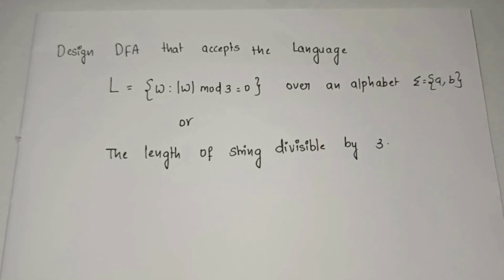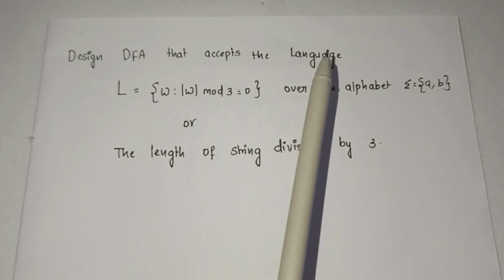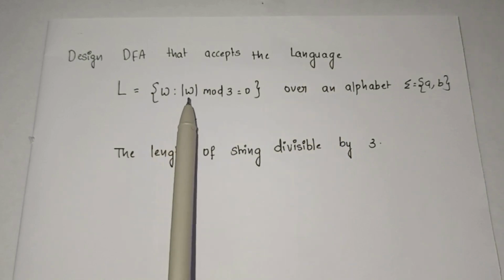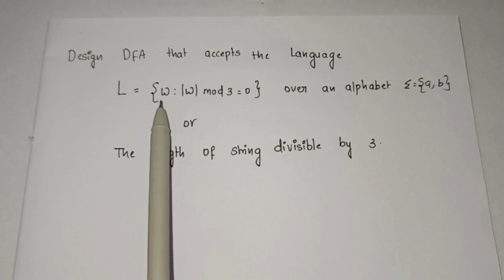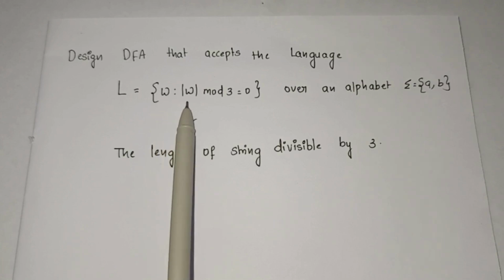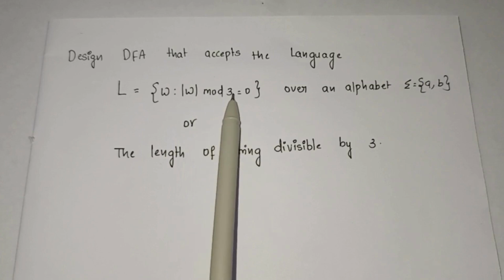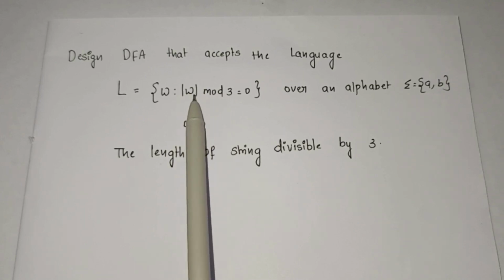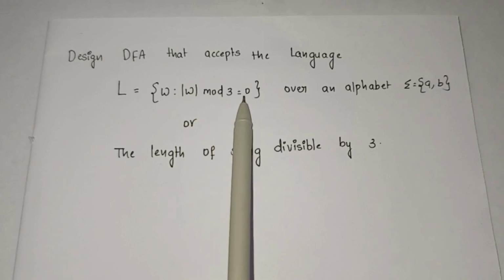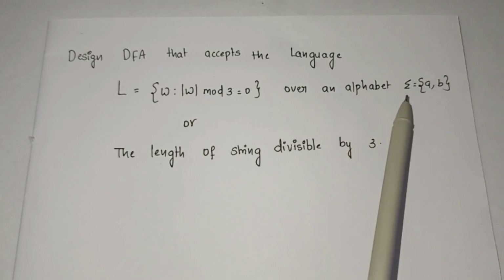Today we are going to discuss how to design the deterministic finite automata, that is DFA, that accepts the language L equals to W such that modulus W, here W means string W, modulus W means the length of that string, mod 3. If the length of the string is divisible by 3, if it is equal to 0, then that length should be considered as an input over an alphabet sigma equals to a comma b.